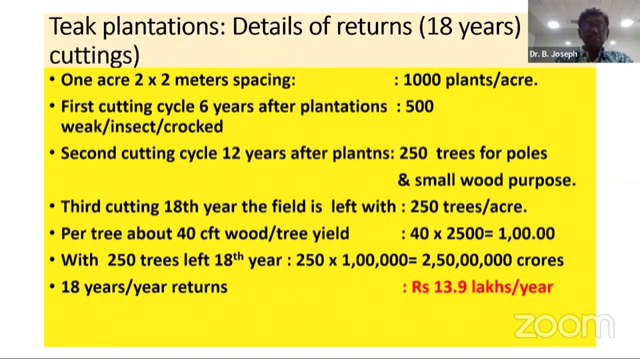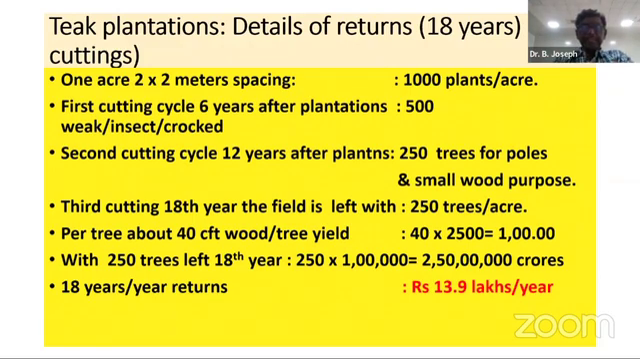They have to do selective cutting: weak trees or trees which are crooked, not those infested with insects. Those types of plants are selected, and out of 1,500, some have to be removed. So what happens? The remaining 500 will get good space to grow. Then in the 12th year, again 50% of these 500 has to be harvested, and they will become useful for poles and small wood also. You can see the screen here.